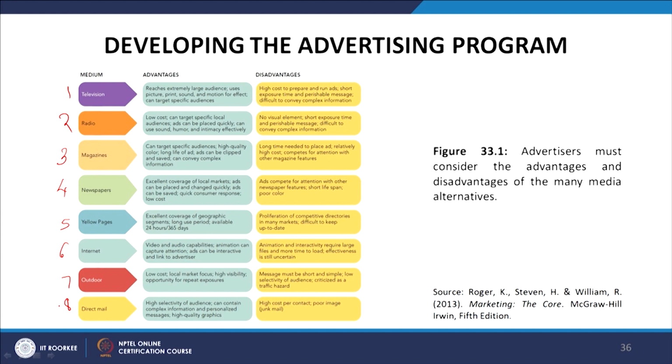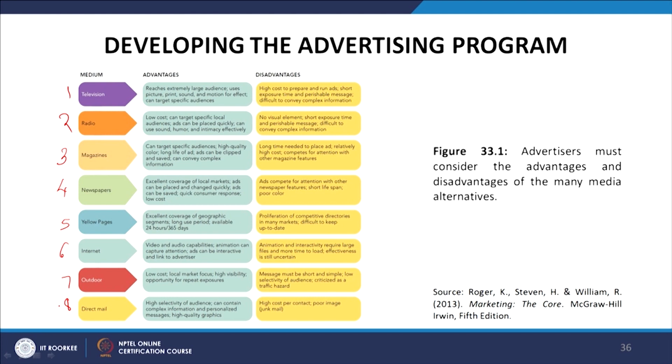The advantage of television is that it reaches extremely large audiences, uses pictures, print, sound and motion for effect, and can target specific audiences. The disadvantage is the high cost to prepare and run ads, short exposure time and perishable messages, and it is difficult to convey complex information. Then comes radio. The advantage of radio is its low cost, it can target a specific loyal audience, ads can be placed quickly, and it can use sound, humor and intimacy effectively. But the disadvantage of radio is that there are no visual elements, short exposure time and perishable messages, and it is difficult to convey complex information. The third medium is magazines.